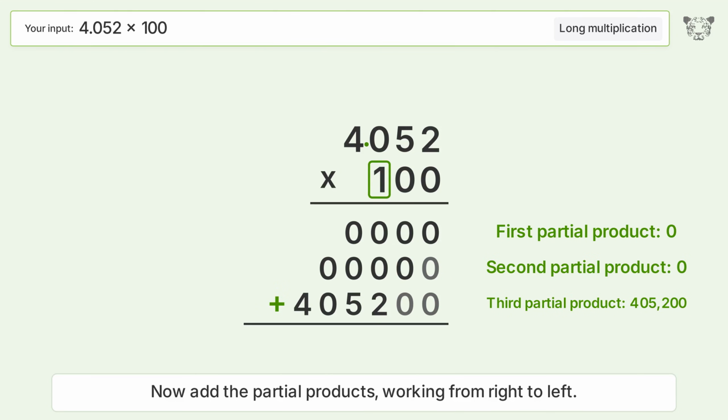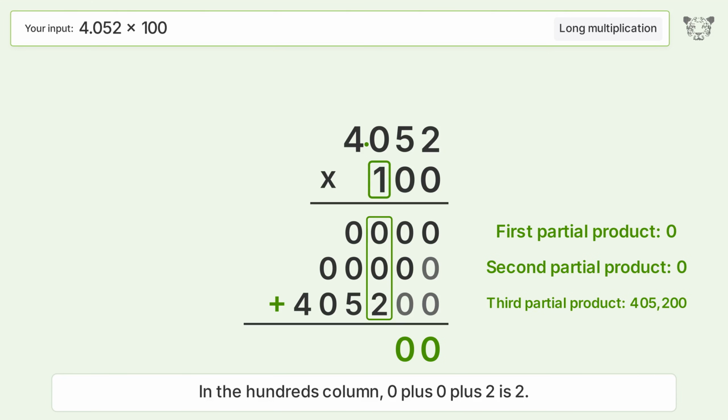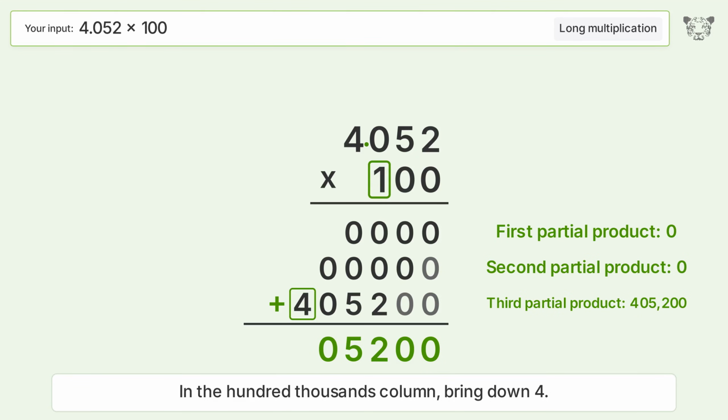Now add the partial products, working from right to left. The ones and tens columns each add to 0. Move right to left, one column at a time. In the hundreds column, 0 plus 0 plus 2 is 2. In the thousands column, 0 plus 0 plus 5 is 5. In the 10,000s column, 0 plus 0 is 0. In the 100,000s column, bring down 4. The product of the whole numbers is 405,200.